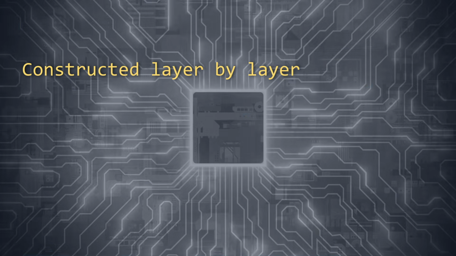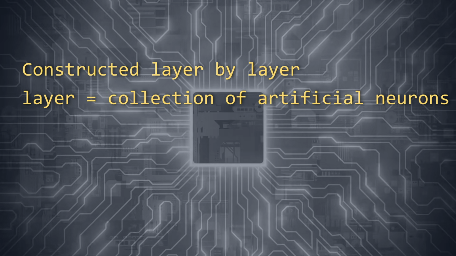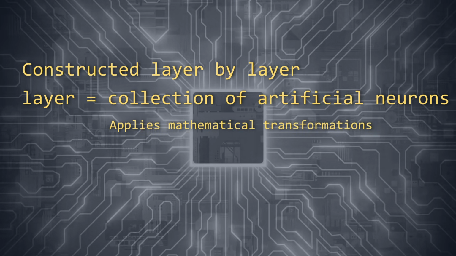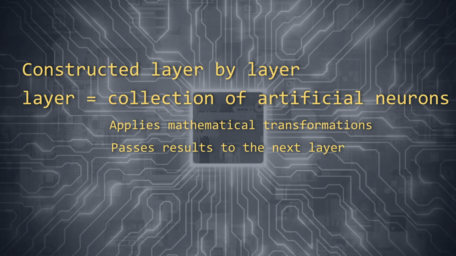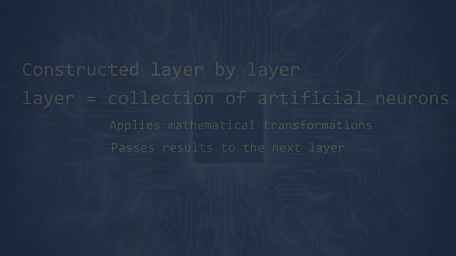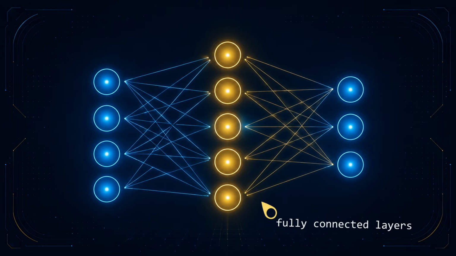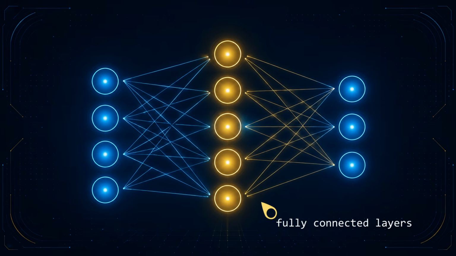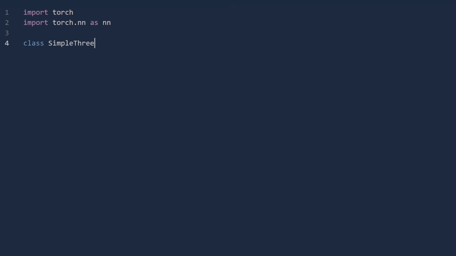Neural networks are constructed layer by layer. A layer is a collection of artificial neurons. Each layer applies mathematical transformations to the input data, passing the results to the next layer. A common approach is to have every neuron in one layer connected to every neuron in the following layer. These are called fully connected layers. We will create a network by subclassing the module class. This is the foundation for all neural networks in PyTorch.